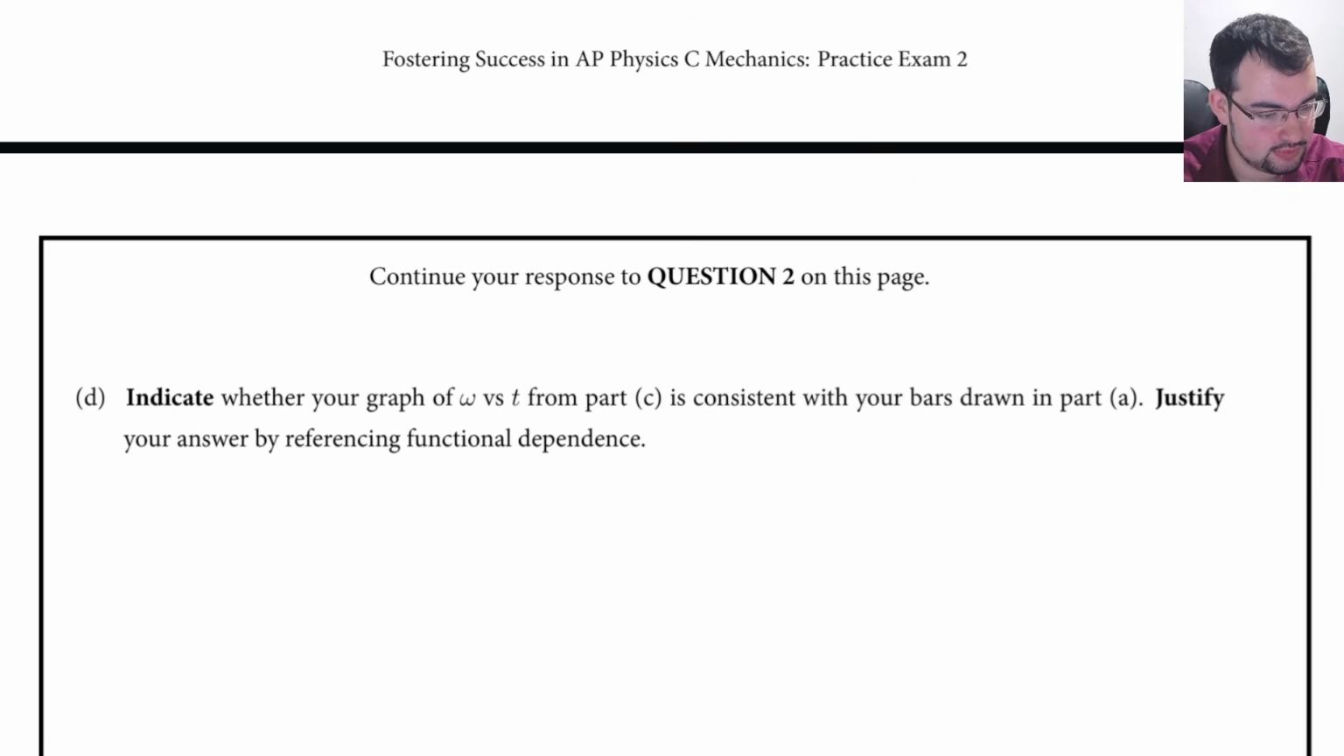Alrighty. Now we get a little break here. Indicate whether our graph of omega versus t is consistent with the bars. Well, what does consistent mean? Consistent doesn't mean match, because it doesn't have to match. In this case, it actually will. But what would it mean to be consistent?